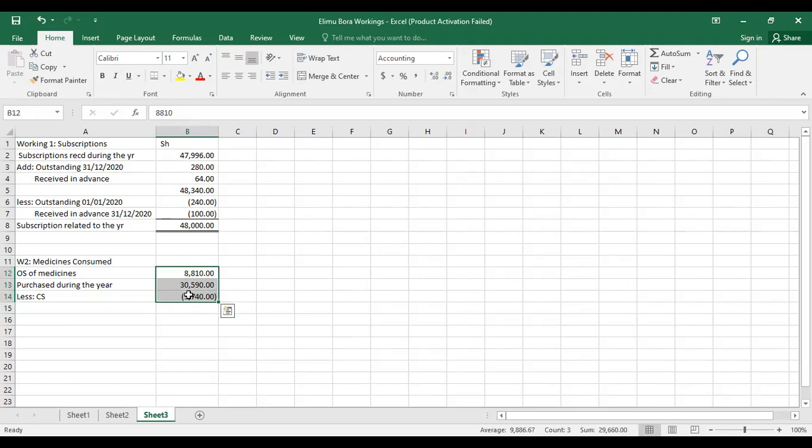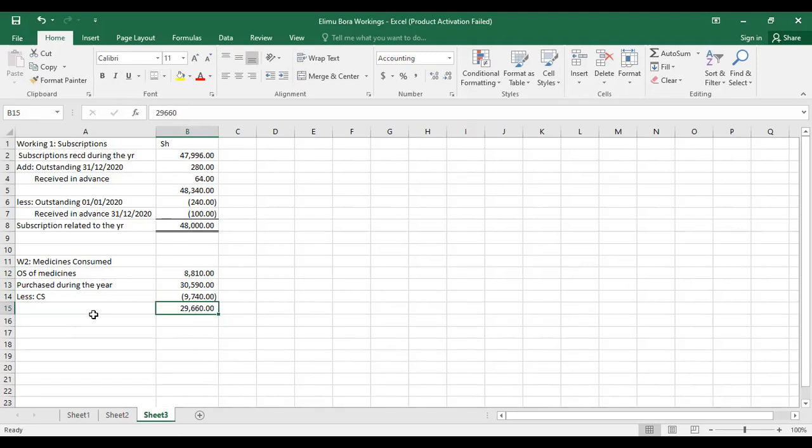So I'm getting 29,660. So I think we have now the medicines consumed. Then we have the equipment and we have the building, right? We can work on the equipment.